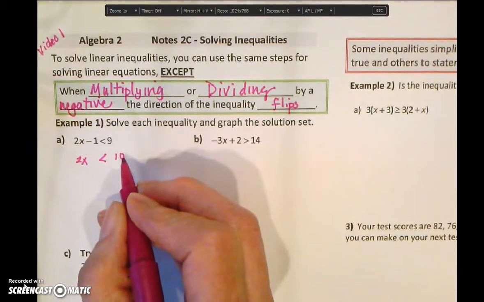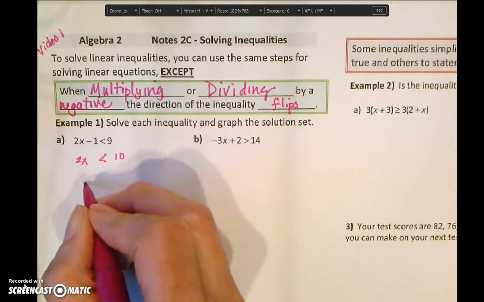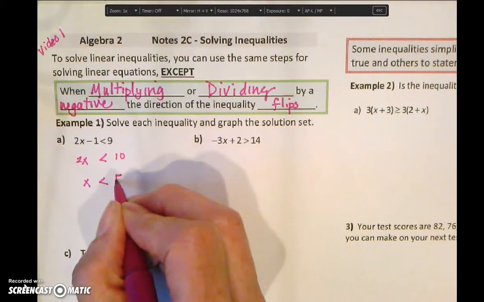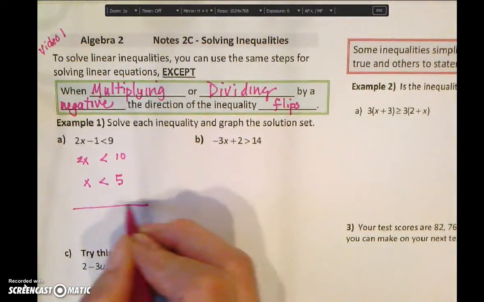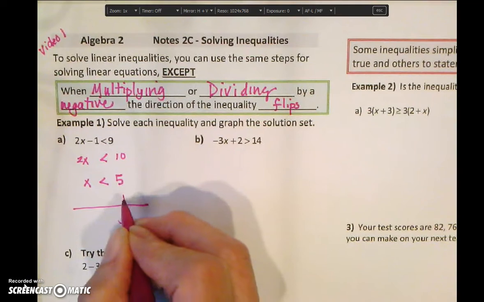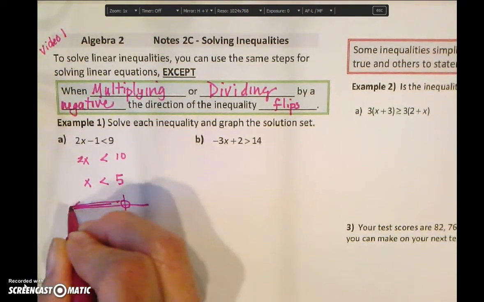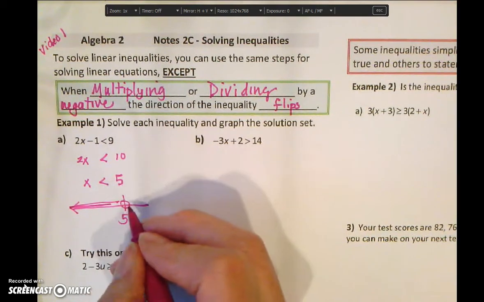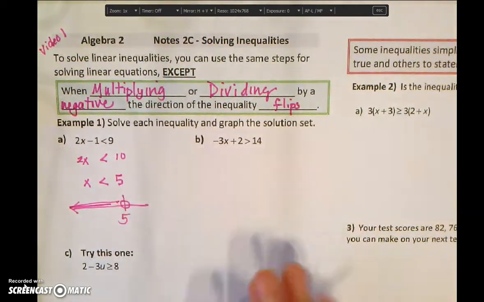And then divide both sides by the positive 2, and I get x is less than 5. So my inequality would have a 5 in it, an open dot, and then everything to the left. So remember, if you have an equation, you'll have a closed dot.